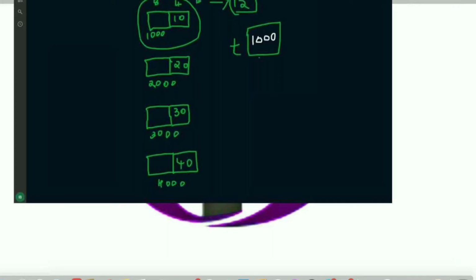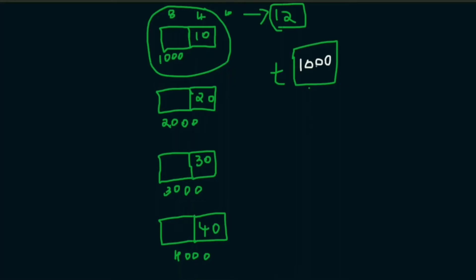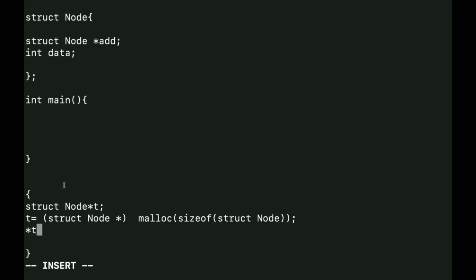Here I'll come to here, I'll be telling it, okay, inside t you have 1000. Now I want to travel to this one. From t I want to go to here. How do I write that program? From t, meaning 1000, right? So you know that t means 1000. I want to go to that block.